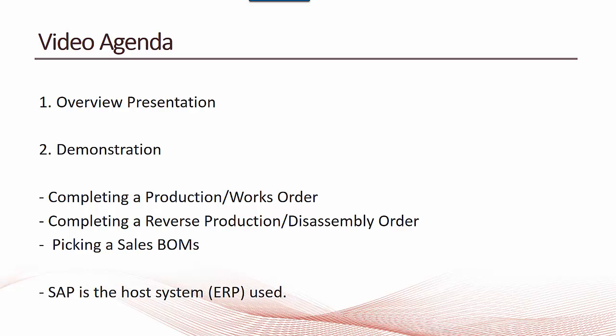In the second section I will demonstrate 3 different functions showing how to create a production order in SAP and from this create a new stock item in the WMS. I will show how the process can be reversed and finally how to create a sales order which contains a sales bomb and pick this in the WMS.